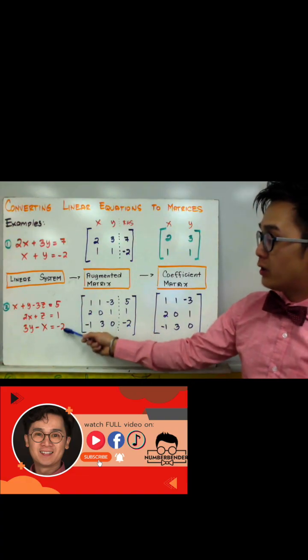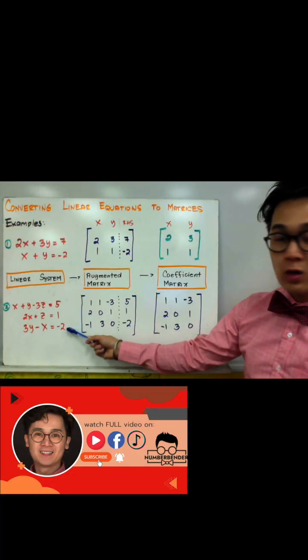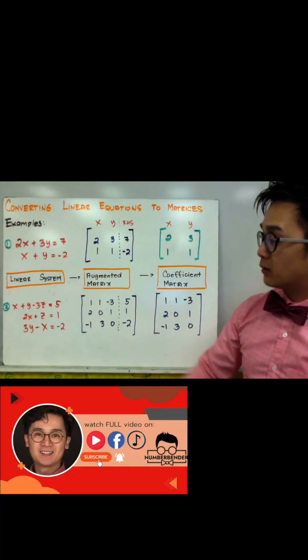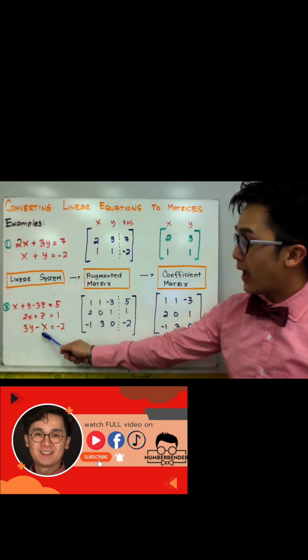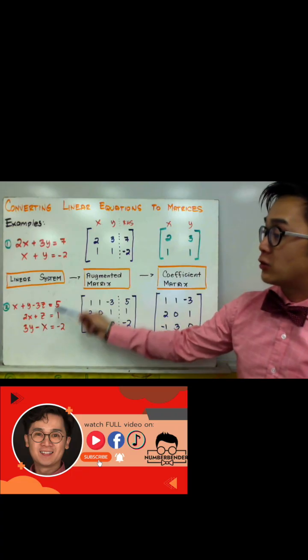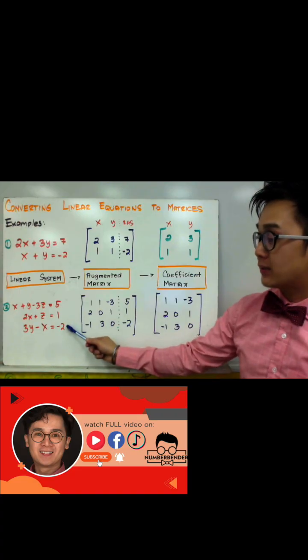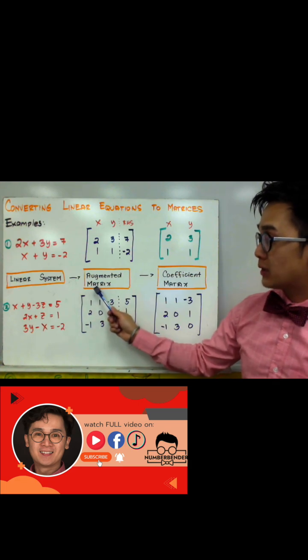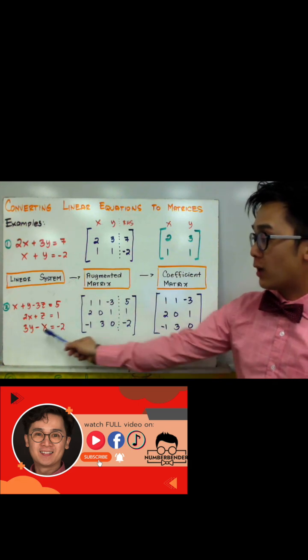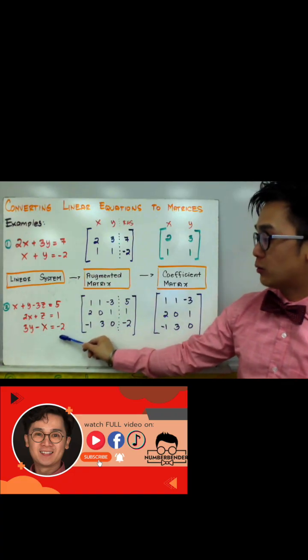And for our third linear equation, 3y minus x is equal to -2, we are missing the variable z, and also x is located in a different position compared to the first two equations that we have. So you also need to take notice of that. To convert 3y minus x equal to -2 into the third row in our augmented matrix, it's going to be -1, 3, 0, equal to -2.